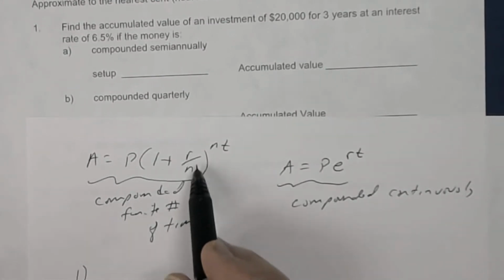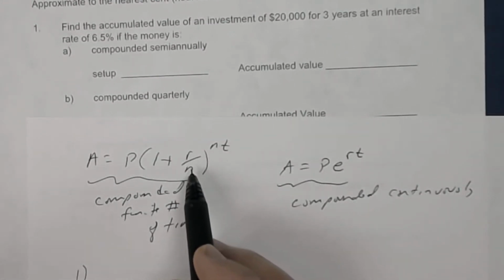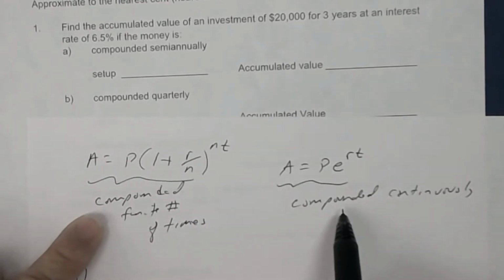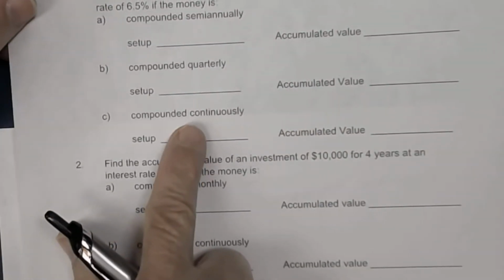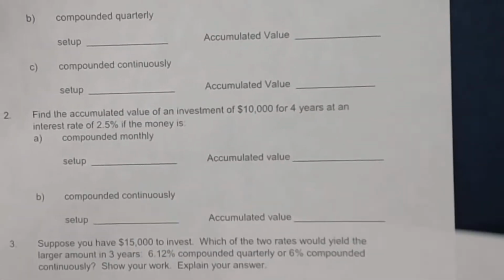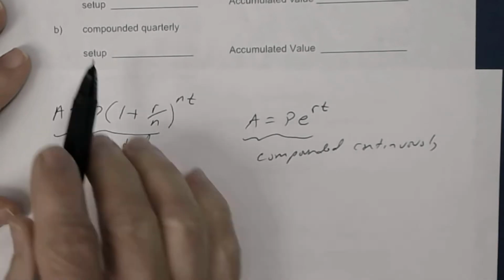So N is the number of times it's being compounded per year. So you're going to use this one. The only time you use the other one is if you're told it's being compounded continuously, like in this example right here. So in this one, for the setup, you're going to say this.